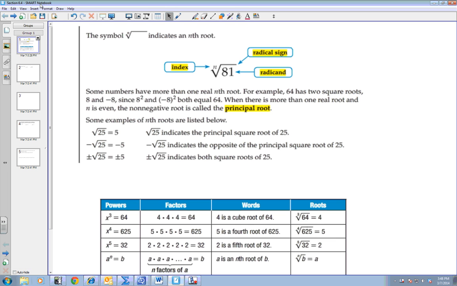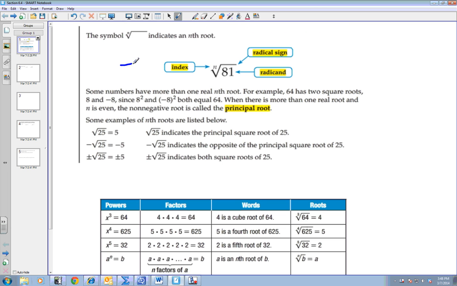This is the video for section 6.4, and this section is going to introduce simplifying roots. We're used to simplifying square roots, but this lesson introduces simplifying any kind of root. Okay, so we're going to go over some basic terms first.